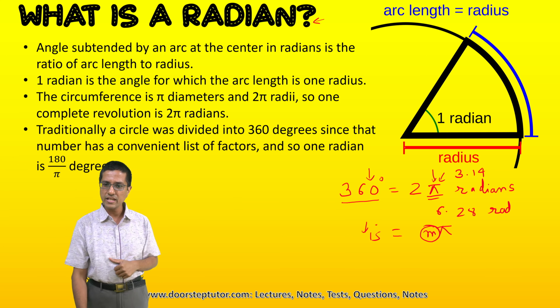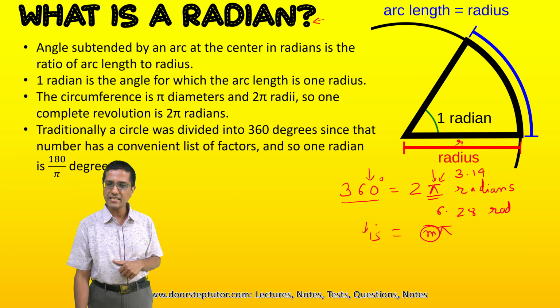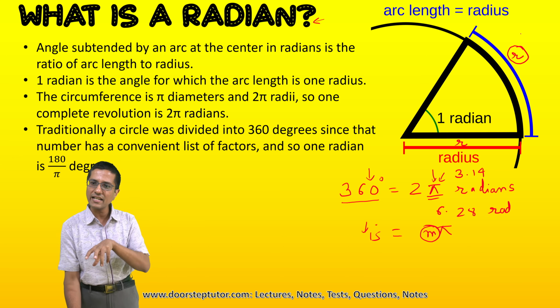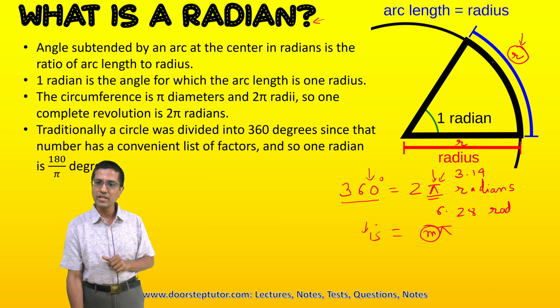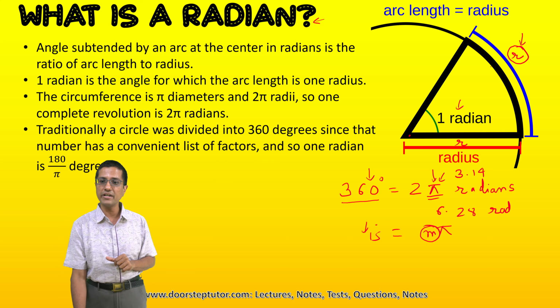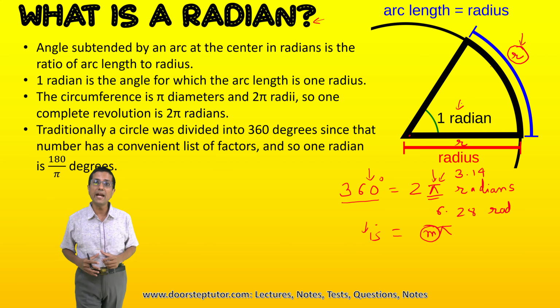How is it defined? If I have a circle with radius r, and I take an arc of that circle which has the same length as the radius, right? So this arc is also how much? It is r. It has a length of r. Then the angle which this arc subtends at the center will be 1 radian. So there is a physical meaning behind this definition.